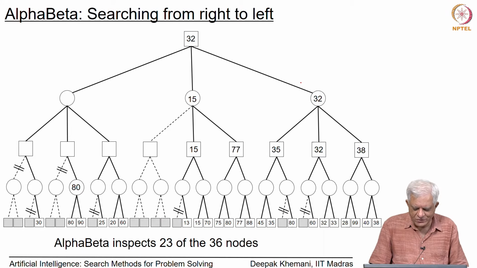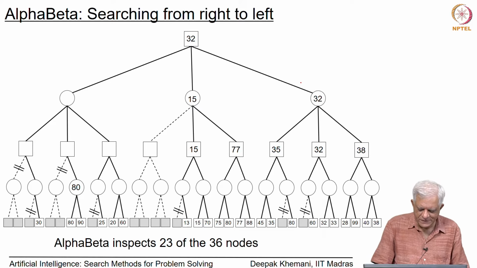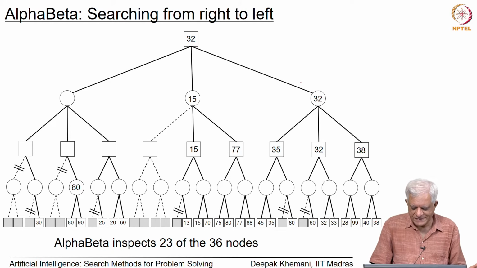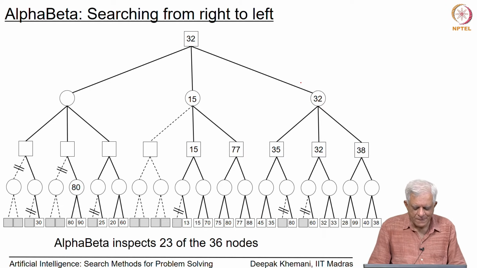So, let us just try to search this same tree from right to left, which means you start searching from the rightmost leaf and go towards the leftmost leaf, and then you can see, and you should work this out yourself, that the cutoffs are different essentially. In fact, the cutoffs are slightly more than when we search from left to right, and in this version alpha beta sees 23 out of 36 nodes.